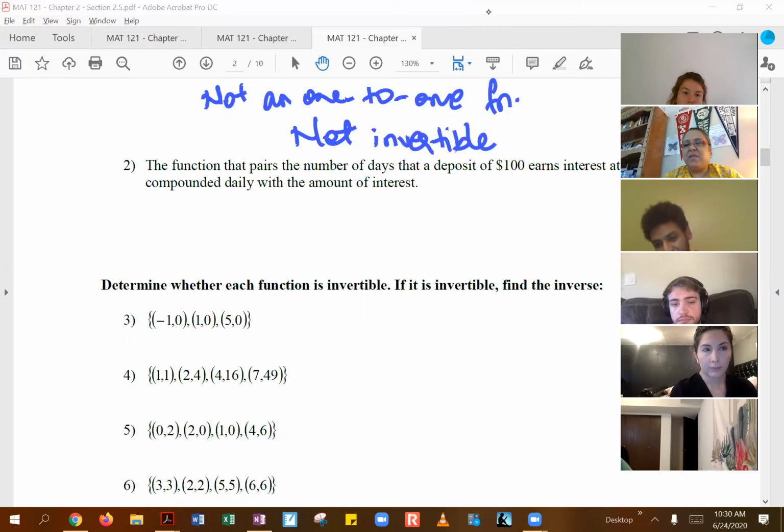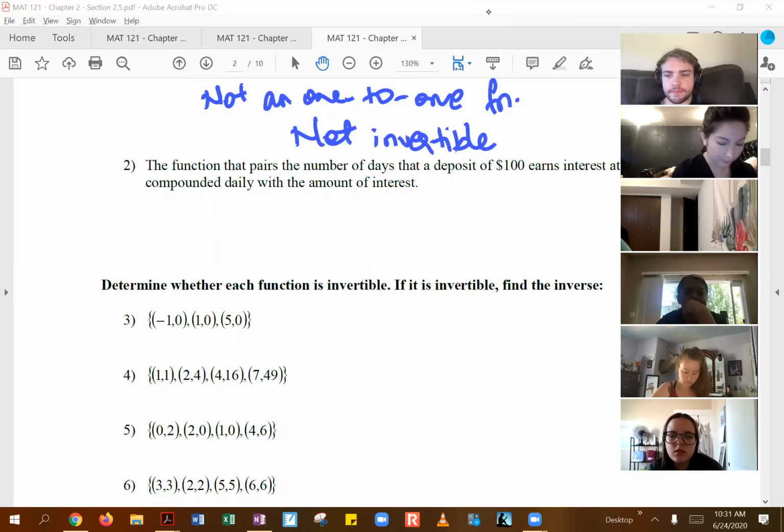Which means for the same number of days, can we get two different interest amounts? Or for the same number of interest, can we get two different number of days? Basically, that's what we're kind of trying to work through here.